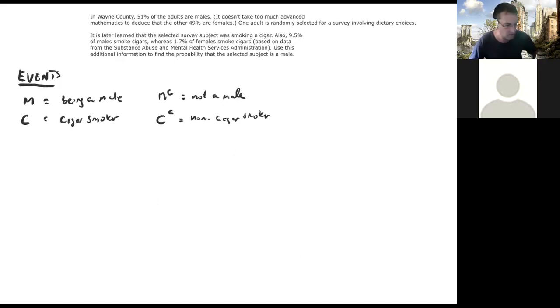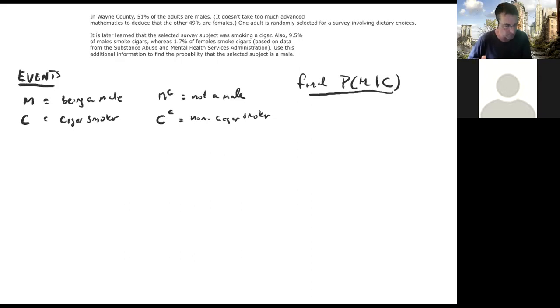Okay. So first of all, we want to figure out some of the probabilities here. What are we asking for? What is the problem asking for? It's asking to find the probability that a cigar smoker is male, right? Because the selected subject is a cigar smoker. So we want to find the probability of being male given there's a cigar smoker. That's what the problem is asking for.